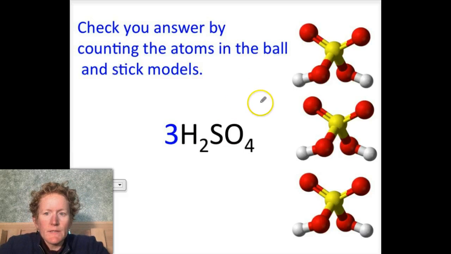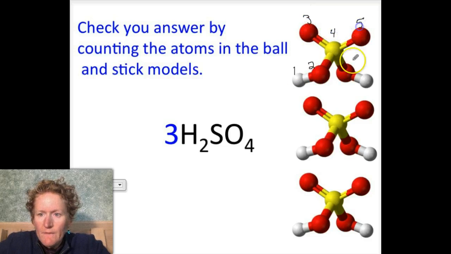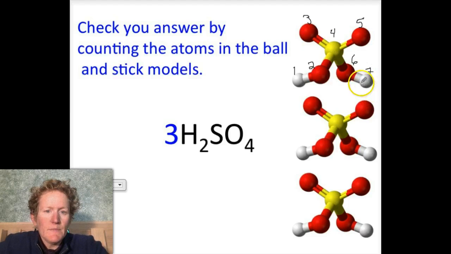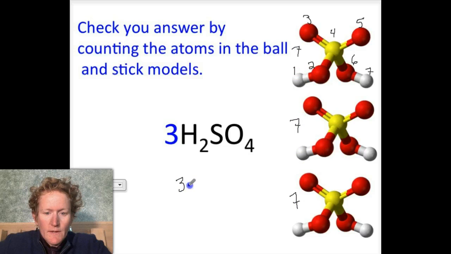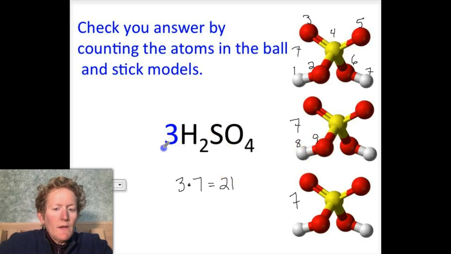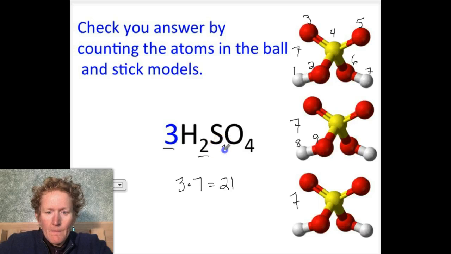Let's see if we were correct. So we know there's 1, 2, 3, 4, 5, 6, 7 atoms in each of these molecules. So if there's 7 plus 7 plus 7, that's 21, or 3 times 7 equals 21. If you want, you can pause the video and count every single one of these atoms, 8, 9, 10, 11, 12, and so on. So if we use the coefficient and the subscripts, we can figure out how many atoms we have.